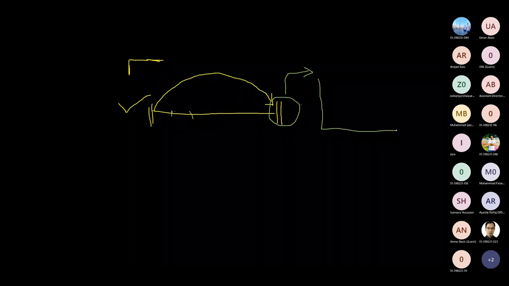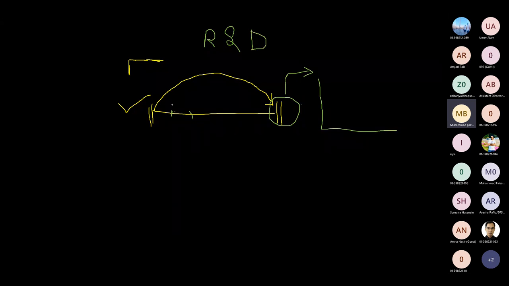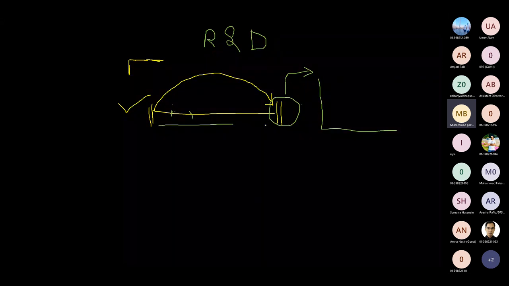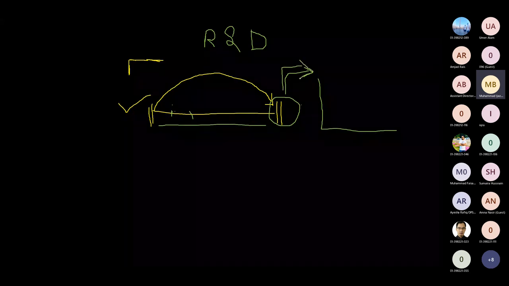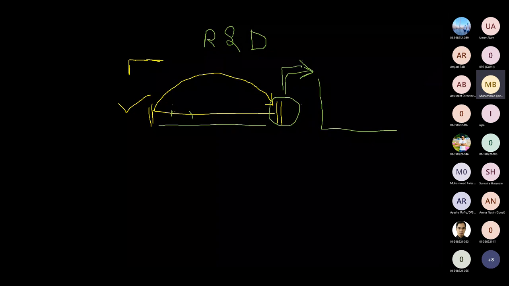Is it clear? For example, this is a research and development project in which we are going to launch a new mobile phone or a new technology mobile phone or laptop or car. And at the end of this, obviously research and development project would pass through various phases. And at the end of this project, we will get a product, a new product, a new model of a car, a new model of a mobile phone, or a new technology based mobile phone.